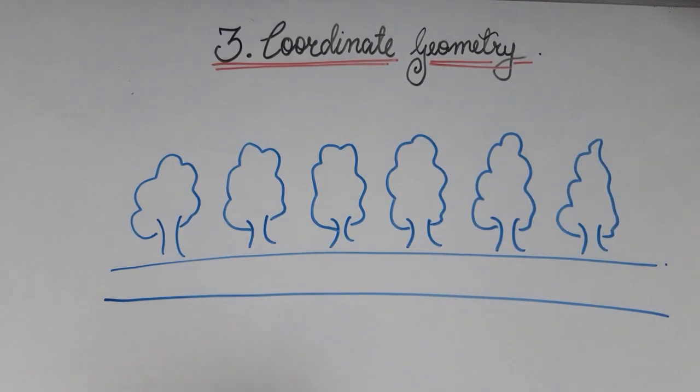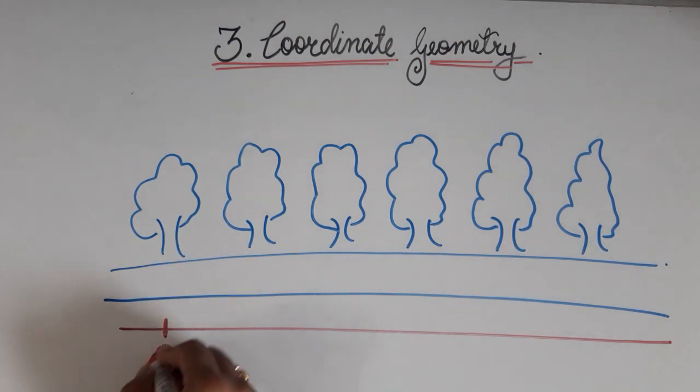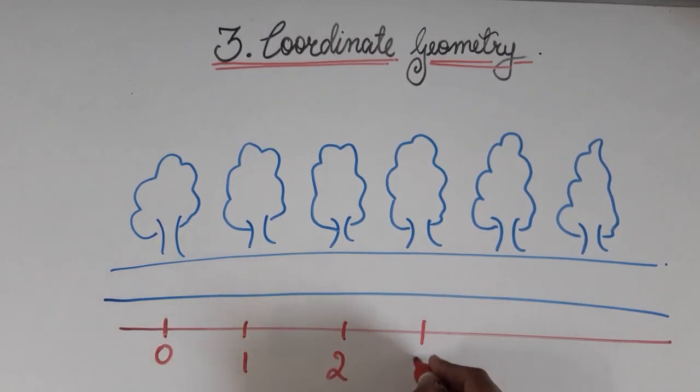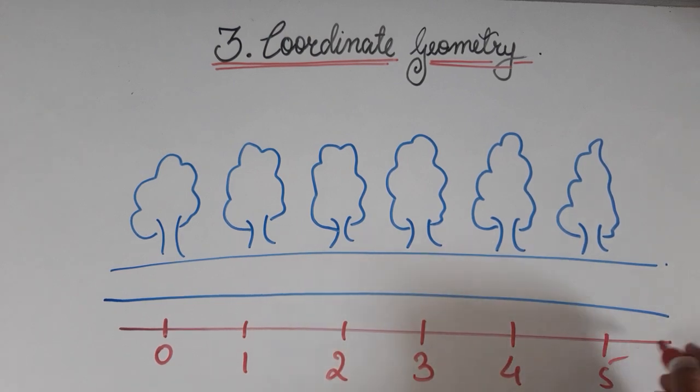So these are the trees in a row along the road, and if I ask you to give an address to each tree, and the address should be unique, what will you do? Simply, you will draw a line and then you will say the first tree is 0, and accordingly you will name the trees 1, 2, 3, 4, 5. As 0 you chose the origin. Now each tree has a unique address: 1, 2, 3, 4, 5.